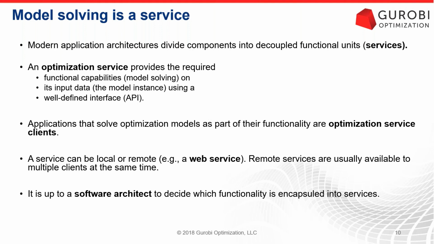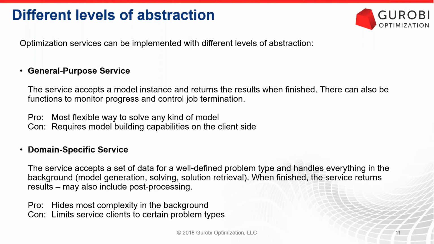And it's hard to say what's the right architecture for a specific application. That's usually where you have someone called a software architect. That's the person that decides which functionality is actually encapsulated into services. And so there are mainly, I would say, two types of services. First of all, you can create some kind of general purpose service. So a service that accepts a model instance, an instance of your mathematical model, and solves it and returns the results, and maybe also some additional functionality to monitor progress or control the running job.